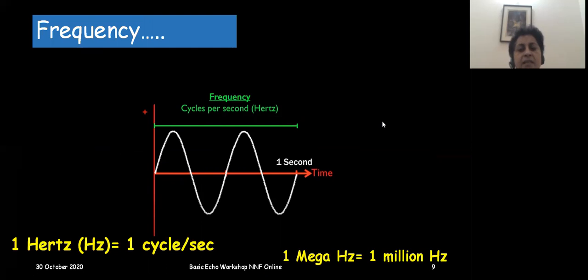And a million cycles is 1 megahertz. So our transducers are anywhere from 2 to 15 megahertz, and that is the amount of ultrasound beams that it transmits.